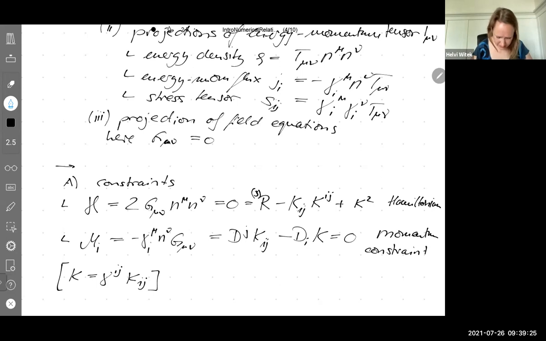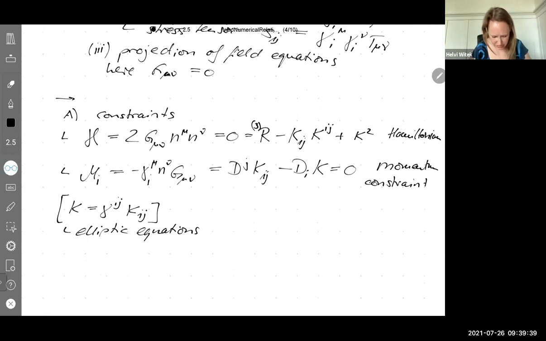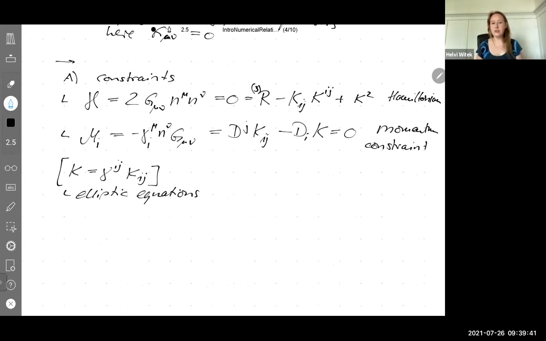these are elliptic type equations. And typically what we do is solve these constraints to construct our initial conditions and for our initial conditions only. So in numerical relativity, we typically only solve those initially and then monitor whether these constraints are satisfied throughout the evolution.